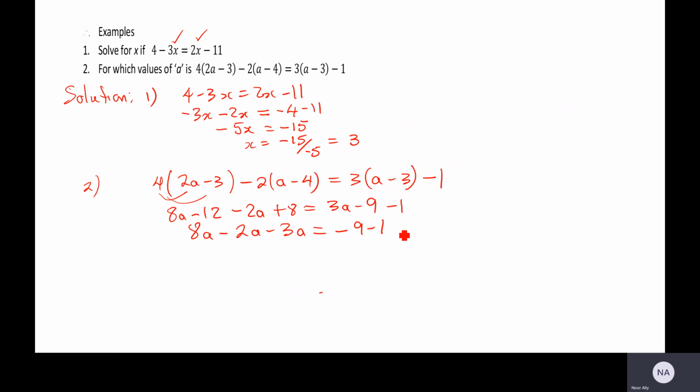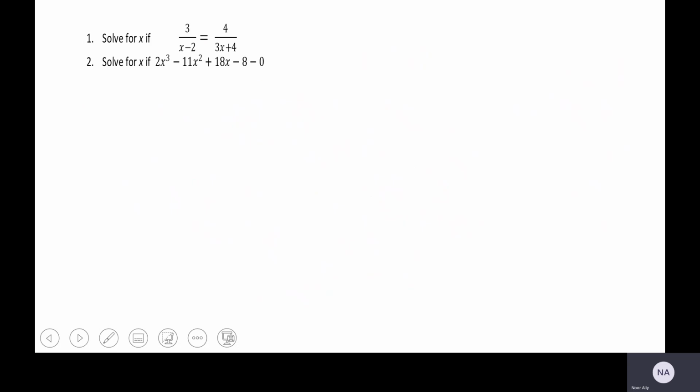Minus 9 minus 1 plus the 12 minus the 8. 8 minus 2, that's 6 minus 3. That gives you 3a. Minus 9 minus 1 minus 10 plus 12, 2 minus, and that's minus 6. a is equal to minus 6 divided by 3, which gives you minus 2. Straightforward examples. Let's go to the next one.